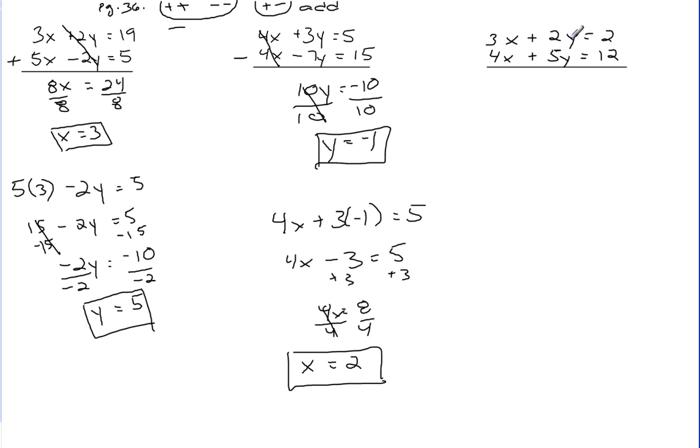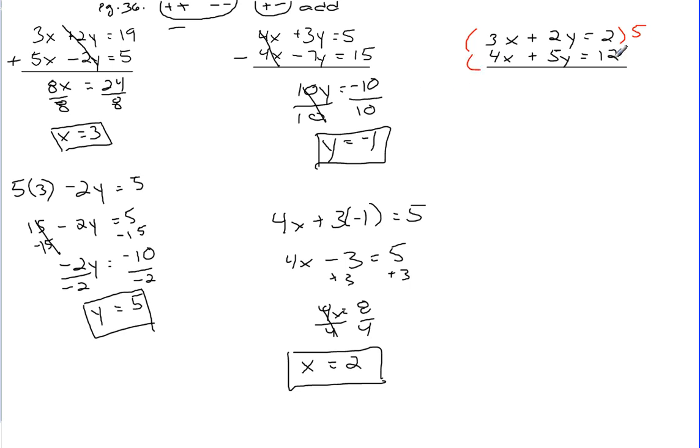In this case, I would eliminate the y's. So we've got a 2y and a 5y. Lowest common denominator is 10. So you have to ask yourself, what do I have to multiply these equations by in order to get both of these coefficients of y to be equal to 10? So in this case, I need to multiply it by 5 to get this to be 10y. So the whole equation gets multiplied by 5.